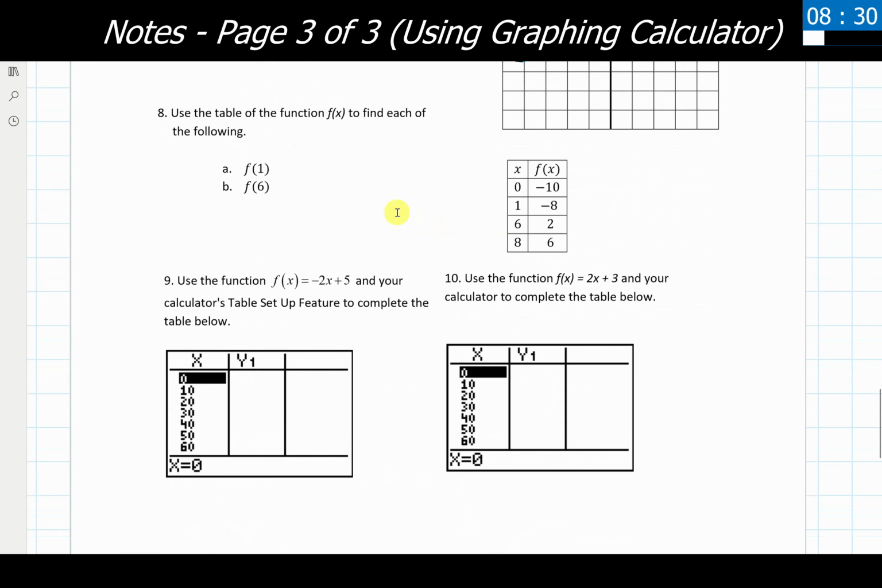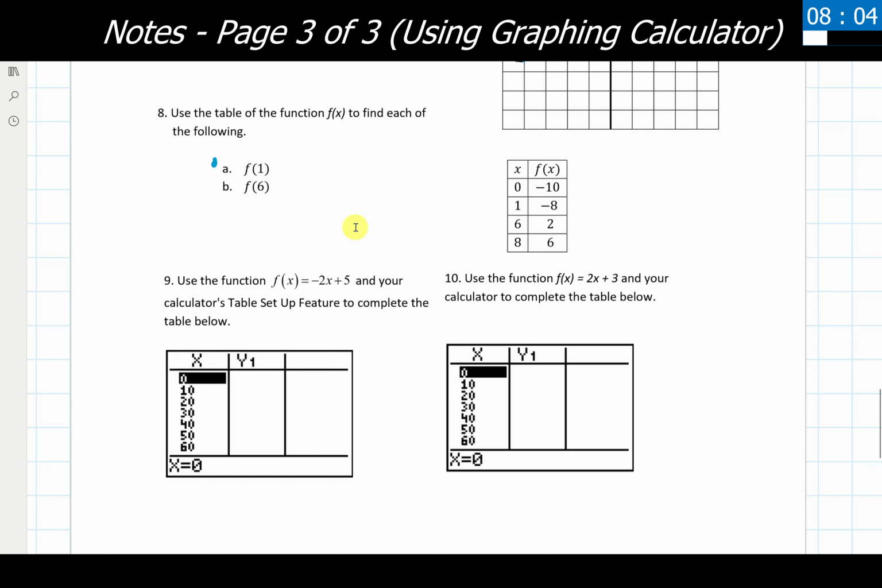Looking at number 8, we're asked to use the table, the function f of x, to find each of the following. So we have our table here. We have f of 1 and f of 6. Are we given input values here, or are we given output values? These are input values, so I'm looking at my input column to try and find the corresponding output values.